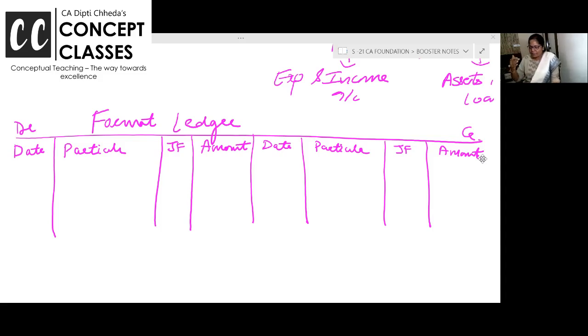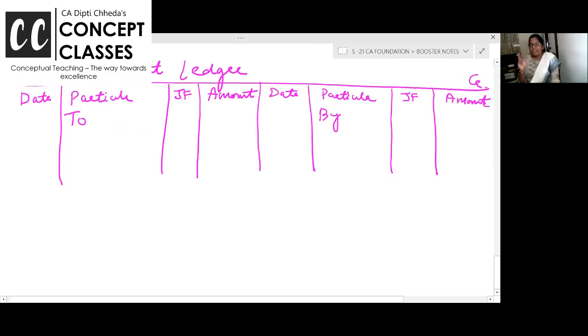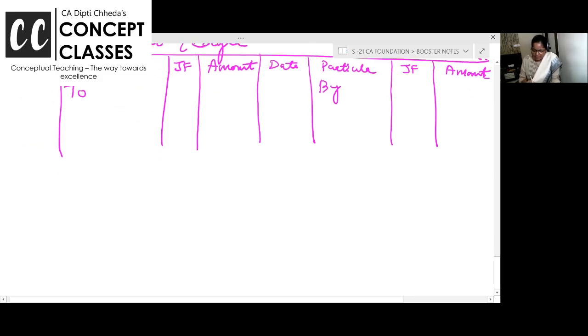Okay, next step now. When you make any ledger, on the debit side, whatever you write, you write it as 'to'. On the credit side, whatever you write, you write 'by'. Sometimes debit and credit will tally and the ledger will balance. Now I'm teaching you what is debit balance.